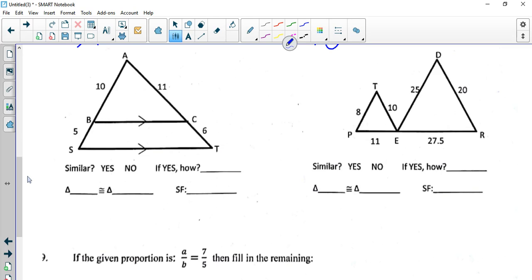Okay, so we have parallel lines. We can set up our little trick I showed you in class. Just literally 10 over 5, 11 over 6. And shortcut, if you look at it, 5 is half of 10, but 6 is not half of 11. Okay, so if this was a 12, it would work, but it's not, so it won't. But let's test it. 5 times 11 is 55, and 6 times 10 is 60. That is not there, so that's a no.